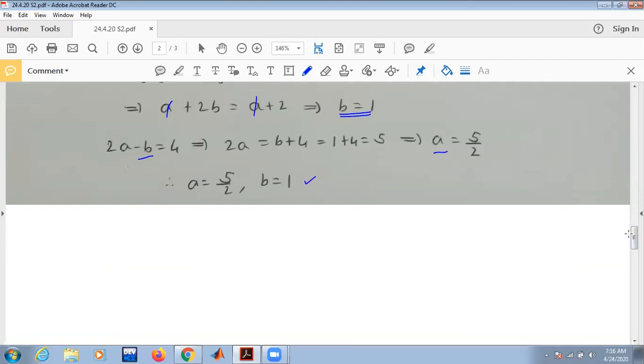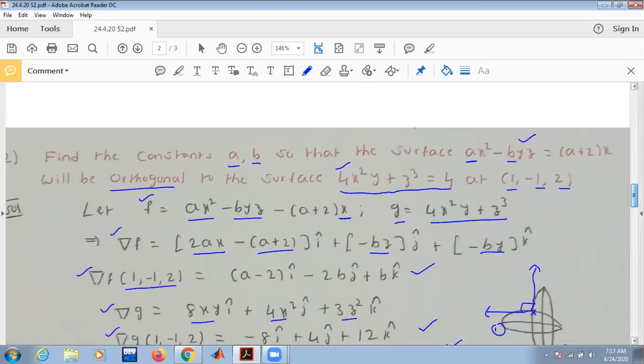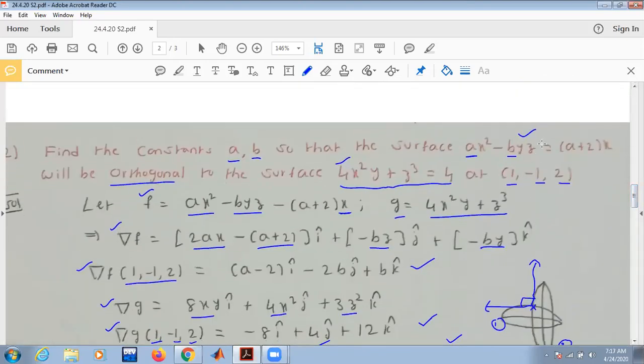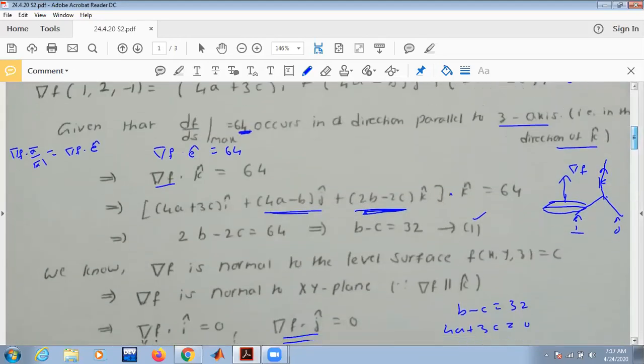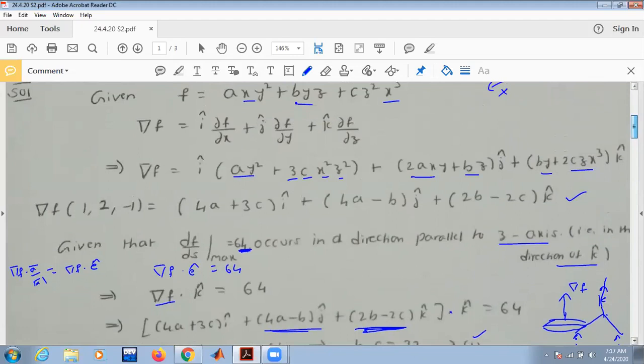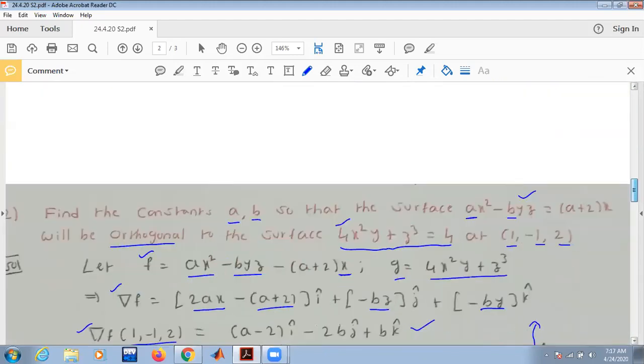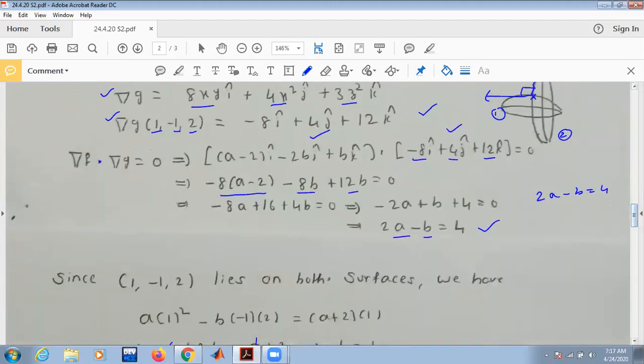So again, this is a problem relating to the angle between the surfaces. The earlier problem related to the directional derivative. In both problems, we are supposed to find the unknown constants a and b. Shall I proceed?